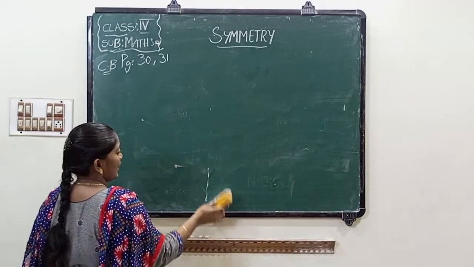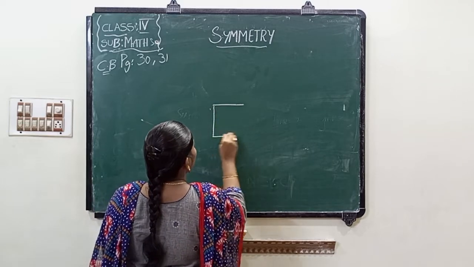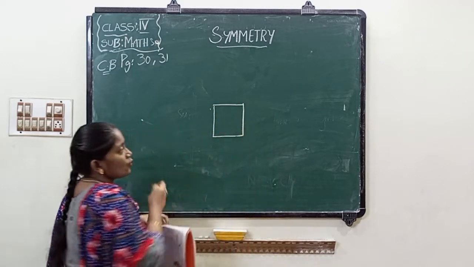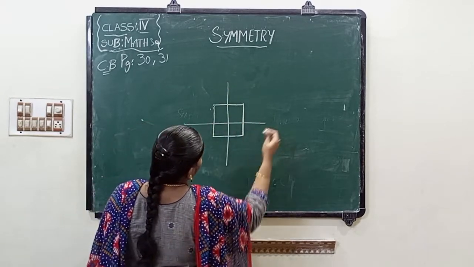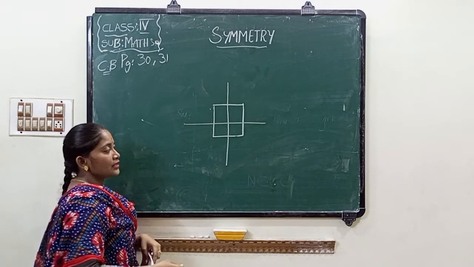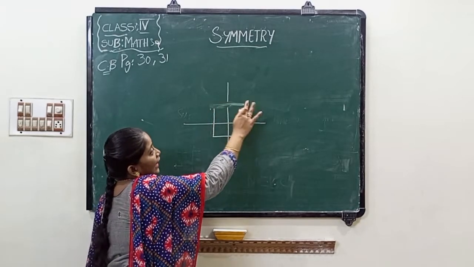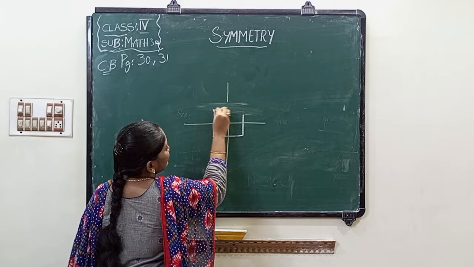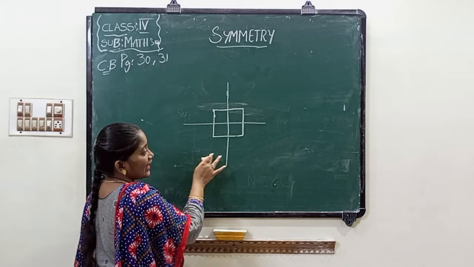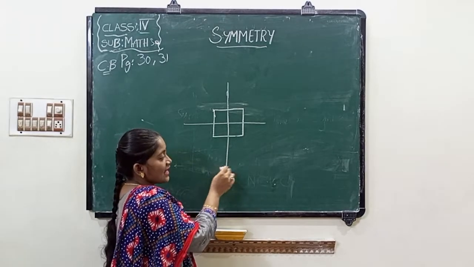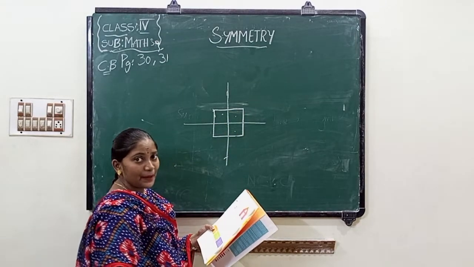For example, here I am taking one square. A square has four equal sides. If I divide it like this, these two parts are symmetric. These are identical parts. So this is the line of symmetry. These are identical parts.